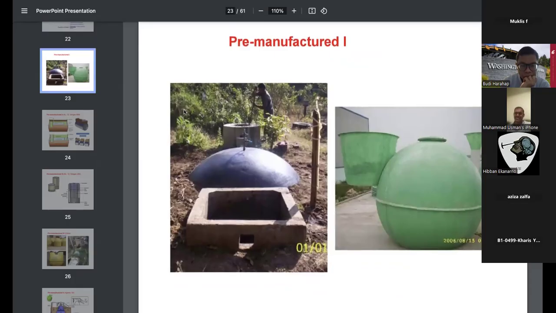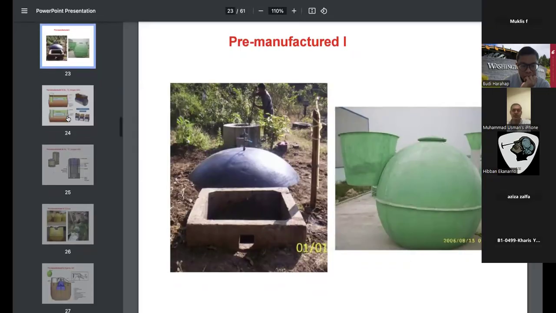So this is a new type of biogas plant which we named as prefabricated. It is very common in China as well as some African countries. And the biggest advantage of this type of biogas plant is that it is very easy to install. And secondly, compared to other types of biogas plant, it is considered cheaper.